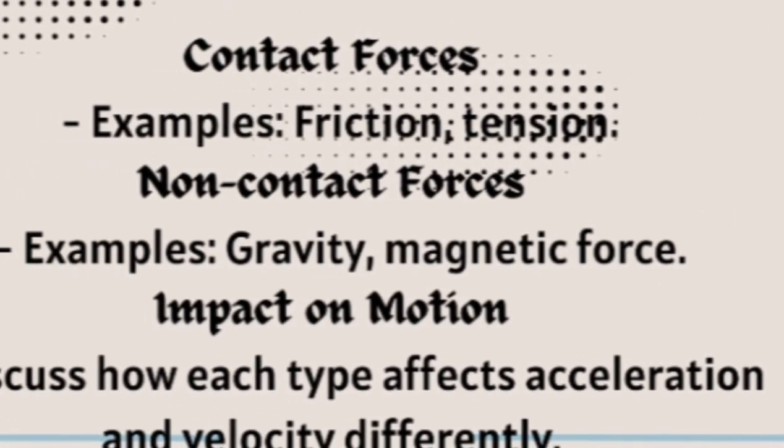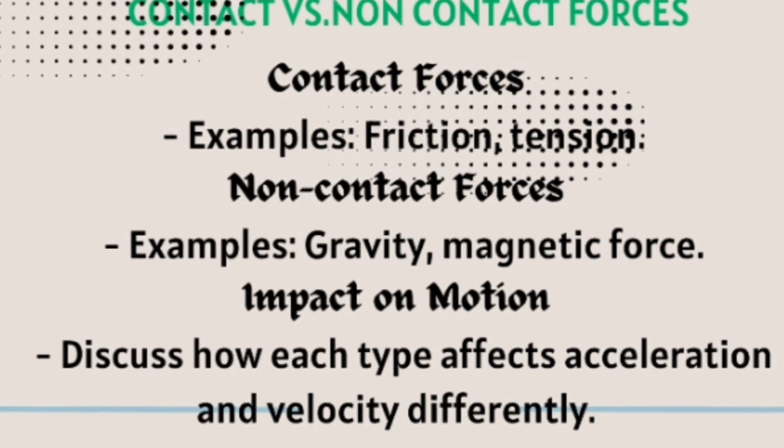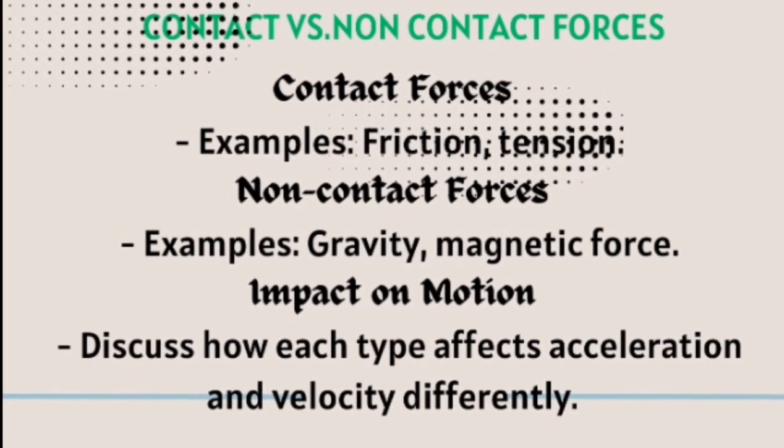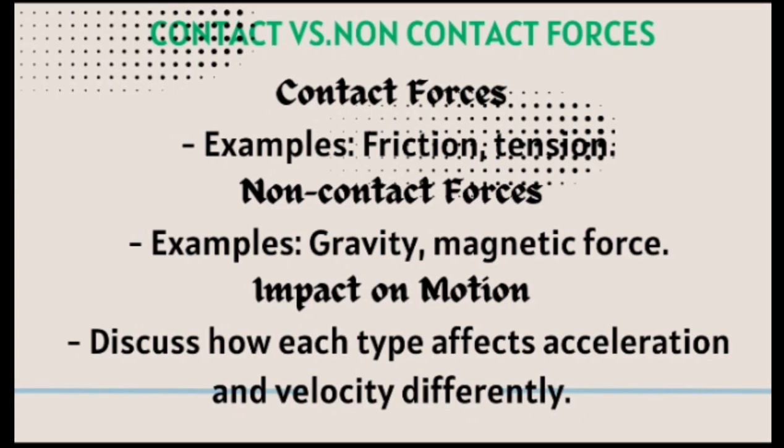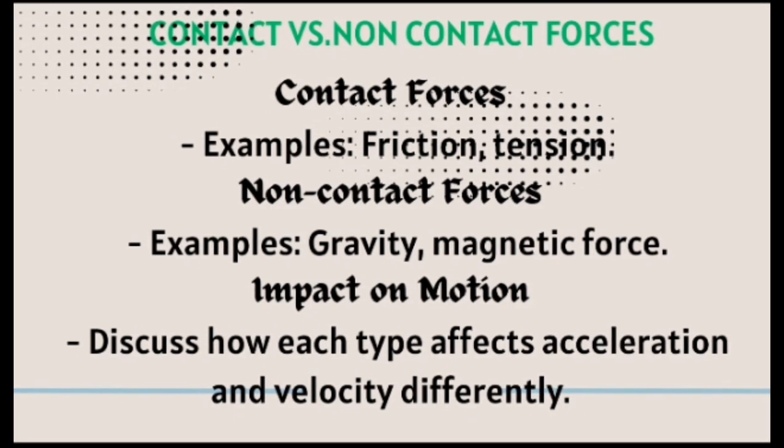Next, let's differentiate between contact and non-contact forces. Contact forces like friction and tension have direct influence on motion through physical contact. In contrast, non-contact forces, such as gravity and magnetic forces, can affect motion over a distance. Contact forces often result in resistance, while non-contact forces can either accelerate or decelerate objects without direct interaction.